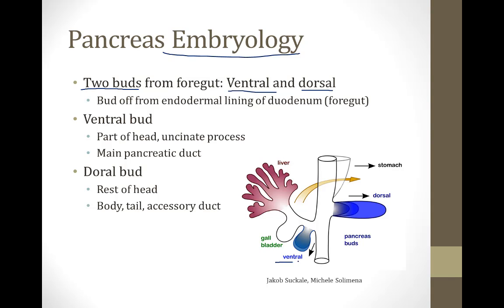You've got a bud coming off the foregut going in this direction towards the gallbladder, and another bud going in this direction towards the back of the foregut. And these 2 buds are going to eventually fuse to form the pancreas.